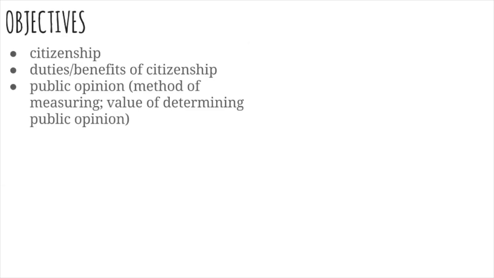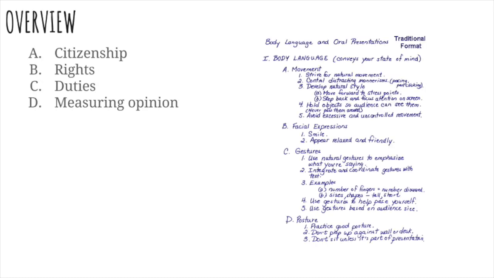Our objectives are to discuss the definition of citizenship and to examine the duties and benefits of being a citizen, and then talk a little bit about public opinion polling and how that's measured. Here's our overview, four main sections to the lesson. As always, take good structured notes, and let's begin.